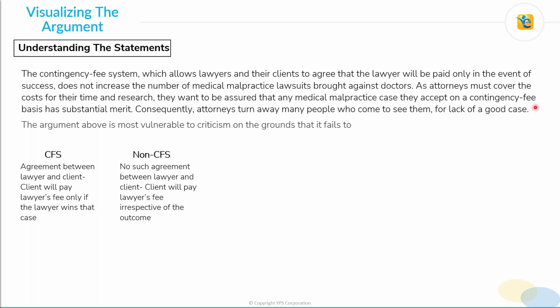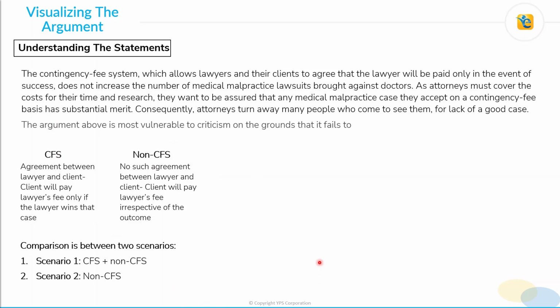However, for contingency fee basis cases, for CFS cases, the lawyers are doing something. You've already read it, but yeah. So this point is important to understand that both these cases coexist. So the argument is about a comparison between two scenarios. The first scenario is the one in which CFS and non-CFS, both kinds of cases exist, which we discussed here. And the second scenario is the one in which CFS does not exist. So the conclusion here is that CFS does not increase the number of medical malpractice lawsuits brought against doctors.